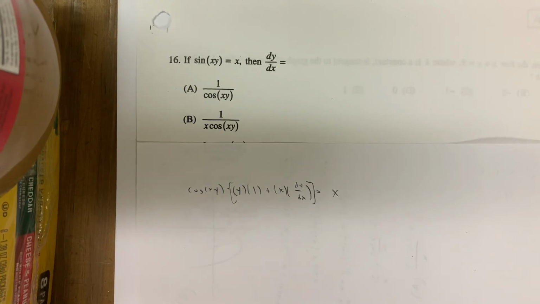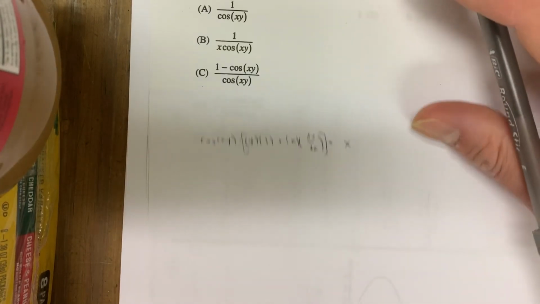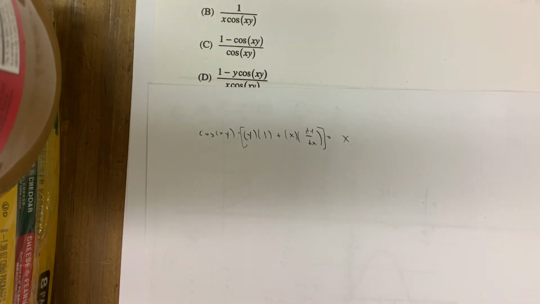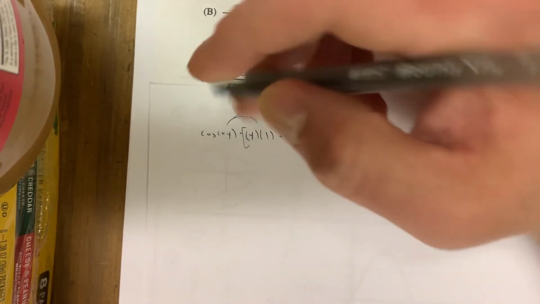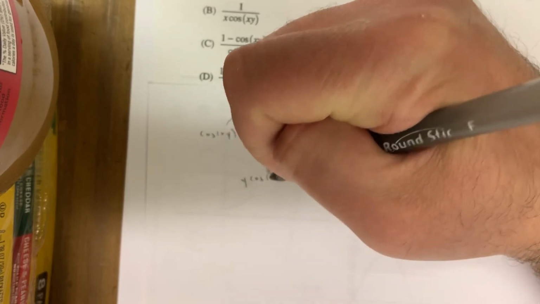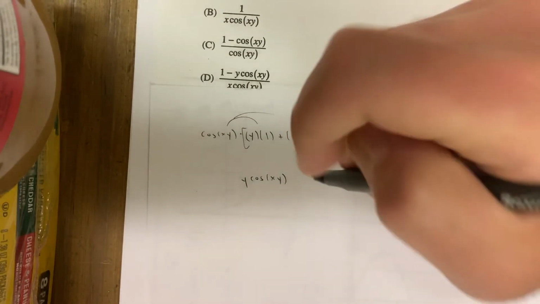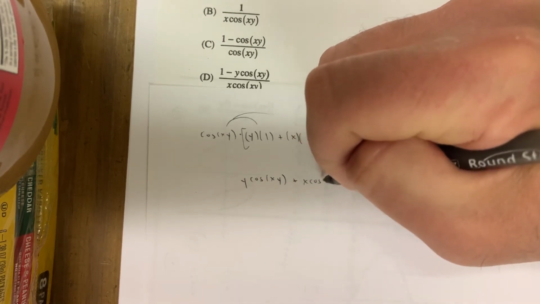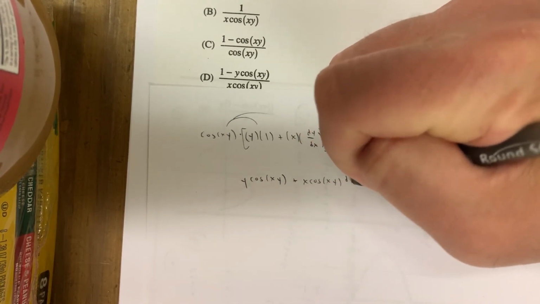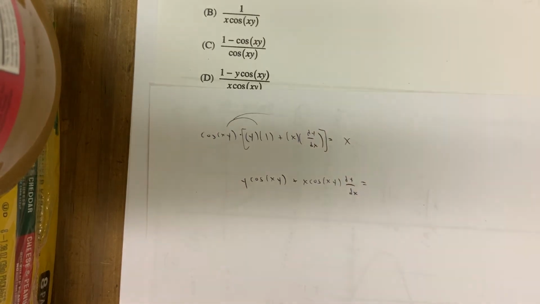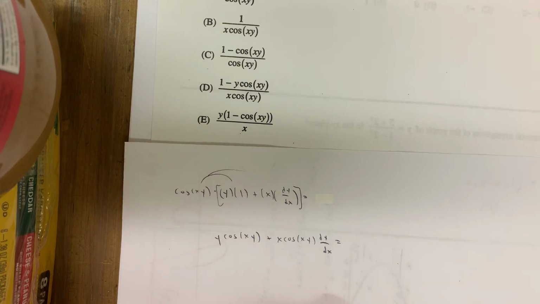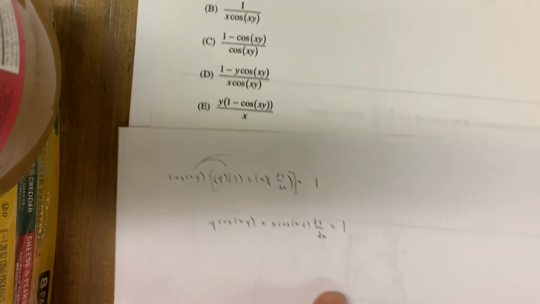Now, as far as solving this, if you divide by cosine xy on both sides, you can. It actually becomes more annoying than you might think. If you distribute it, it's actually easier. You get y cosine of xy plus x cosine of xy dy over dx. I said it equals x, right? That was incorrect, okay? We want to take the derivative of both sides, so it equals 1. My apologies for that right there.